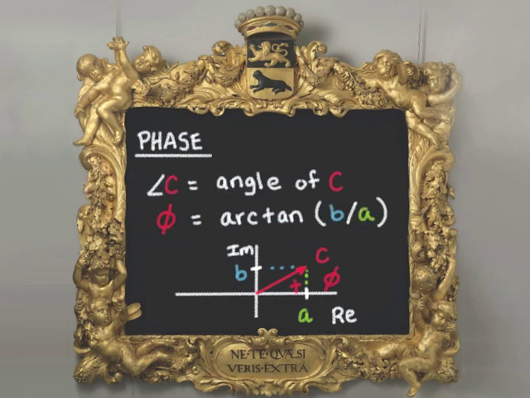Now that we've defined the magnitude, let's look at the phase. The phase of a complex number is the angle of the complex number in the complex plane, the angle that's made between the complex number vector and the real axis. This is labeled here as phi. And we can find that angle by taking the arctangent of b over a. The notation for the phase of a complex number is the angle bracket next to the complex number.